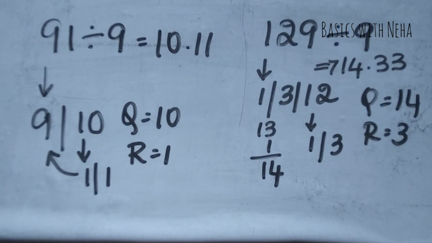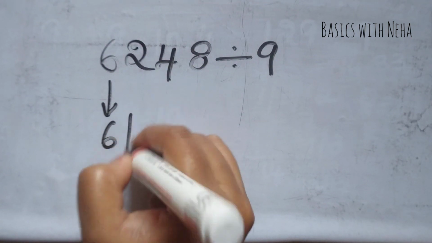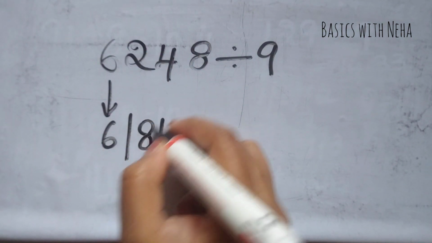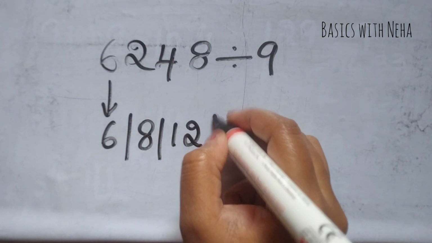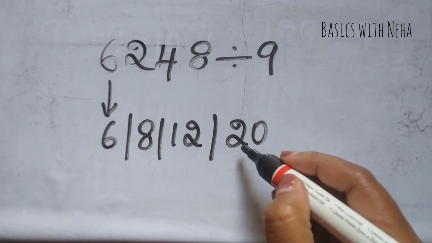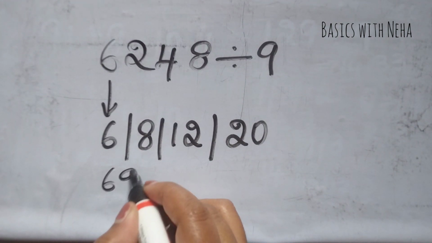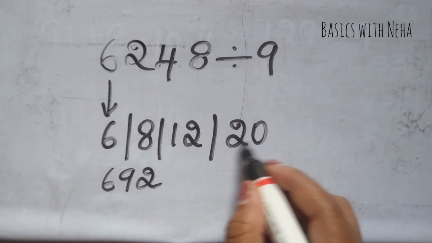Let's try the next question. Take the 6 down as it is. 6 plus 2 is 8. 8 plus 4 is 12. 12 plus 8 is 20. 20 is larger than 9. So divide that by 9 again. So before that, just balance this. It will be 692. Now divide this by 9.